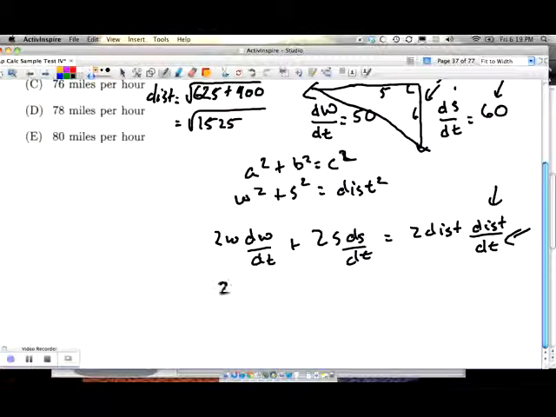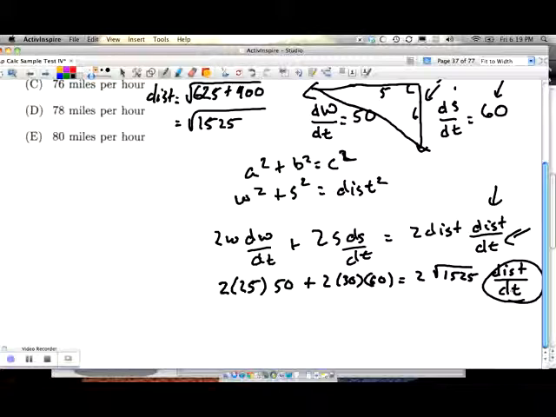So 2w, how far was w? That was 25, we figured. And dw dt was 50. And how far was s? That was 60 divided by 2, that was 30. Traveled 30. And then ds dt was 60 miles an hour. And then over here we figure out the distance is exactly square root of 1525 times distance dt. And we're trying to figure out distance dt. So I'm going to divide these two numbers by 2 times square root of 1525 and see what I come up with.